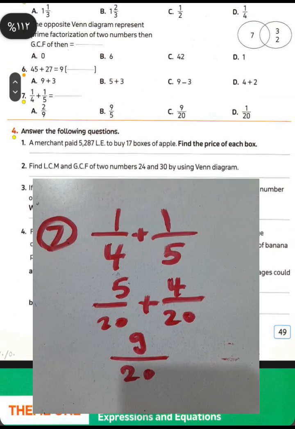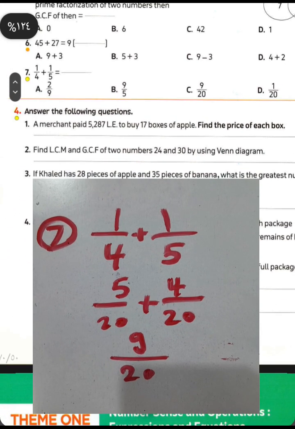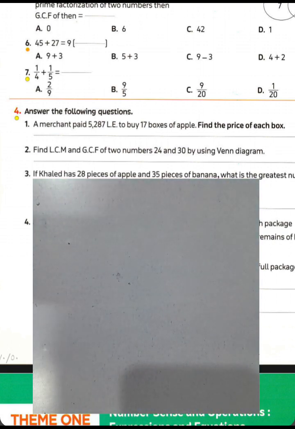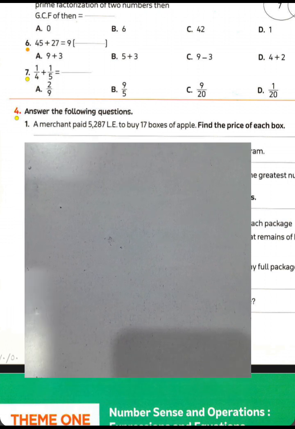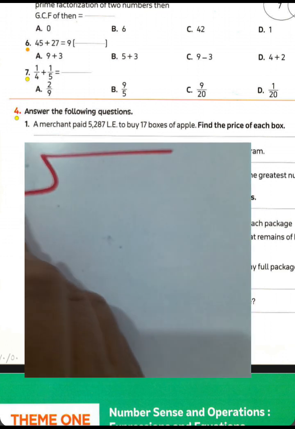Now we will solve word problems with you. Okay, my students? Look with me at question number 1. Pay attention to this question and read with me. I will explain this example. Question number 1. A merchant paid 5,287 Egyptian pounds for 17 boxes of apples. Find the price of each box. You can find the price of each box by dividing. The total here will be the dividend. We can write the dividend here.